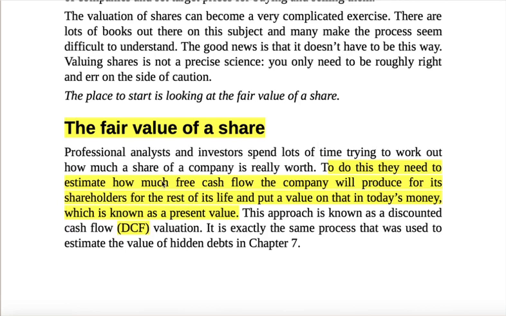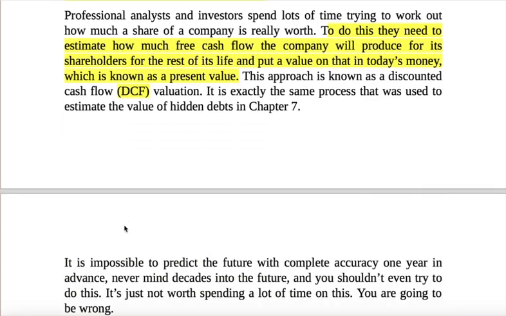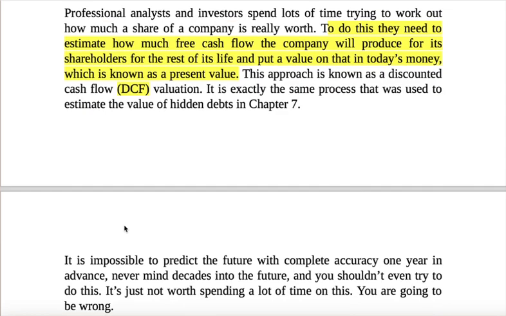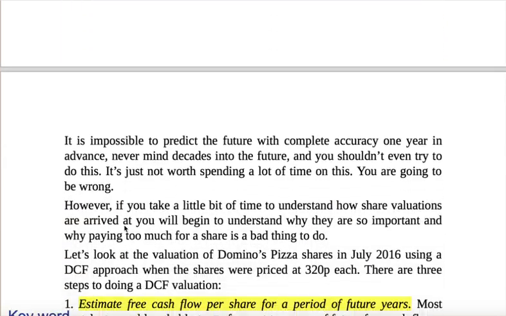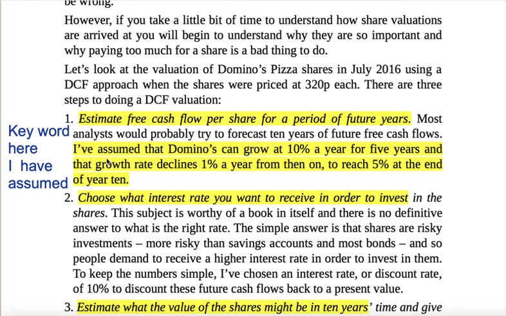To do this, you need to estimate how much free cash flow, from operations minus capex, the company will produce for its shareholders for the rest of its life, and put a value on today's money, which is known as present value. This approach is called discounted cash flow. Now, the internet is filled with so many examples, so many videos on how you do discounted cash flow, and the biggest problem with the DCF is that it has a lot of estimates. So estimate free cash flow per share for a period of future years.